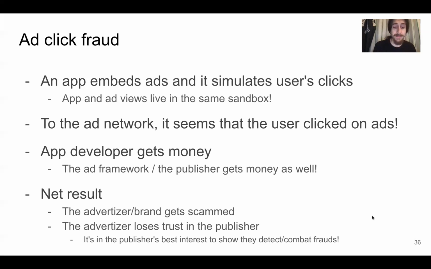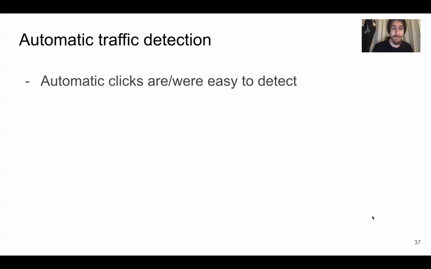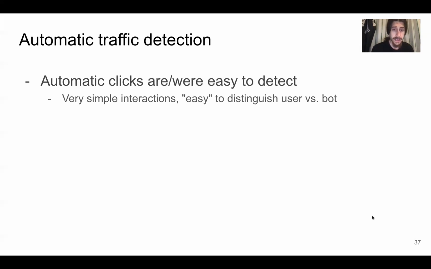So it is in the best interest of the advertising framework to show that it actually cares about these attacks, and it tries its best to detect them so that the brand is not unjustly charged for clicks that actually never happened. They were just simulated by the application itself. And so there were some efforts from these companies trying to do automatic traffic detection. At the beginning, automatic clicks were actually easy to detect. They were very, very basic, implemented with simple interactions. And again, it was very easy to distinguish real users from bots.